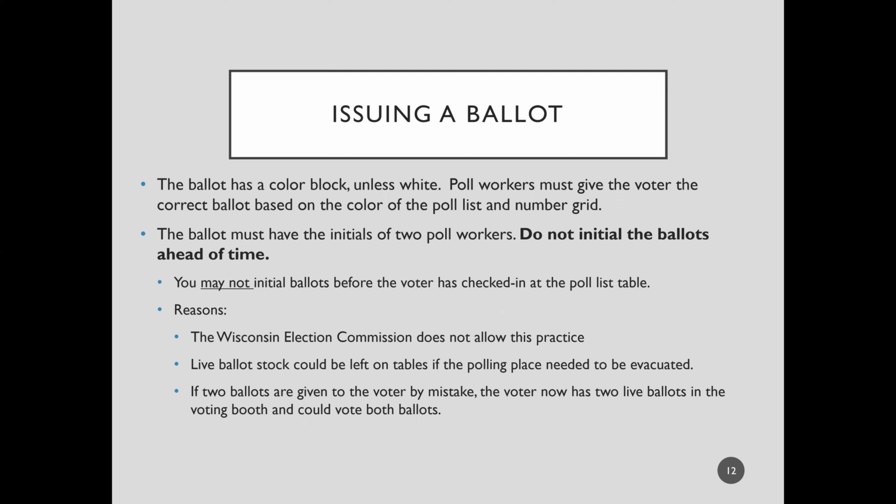Reasons for this: the Wisconsin Election Commission does not allow this practice. Live ballot stock could be left on tables if the polling place needed to be evacuated. If 2 ballots were accidentally given to a voter by mistake, the voter now has 2 live ballots to vote and enter into the voting machine. This would cause our numbers to be off at the end of the night, and people are not allowed to vote twice.